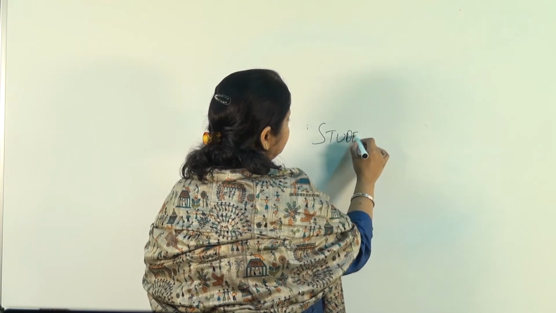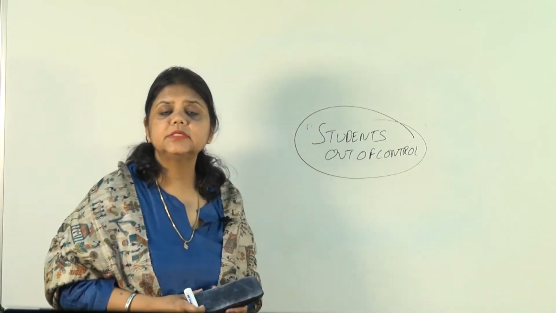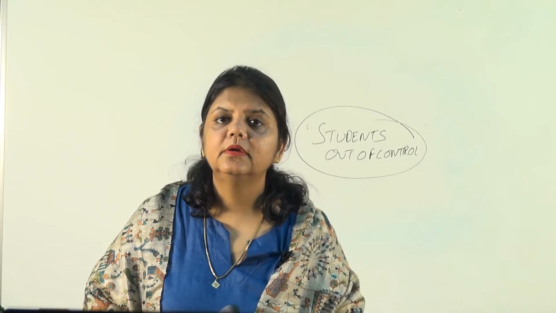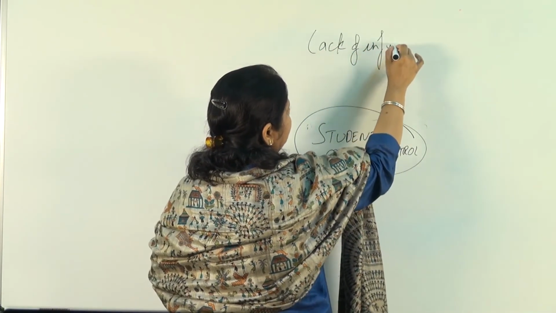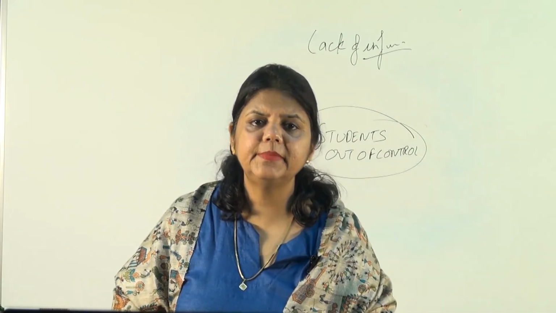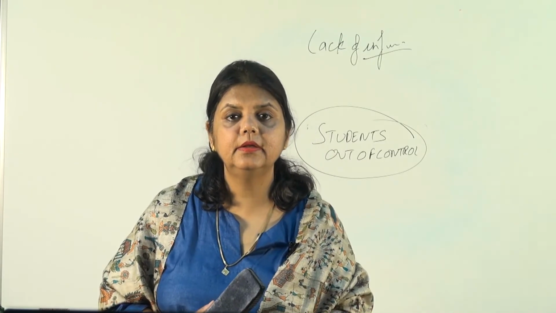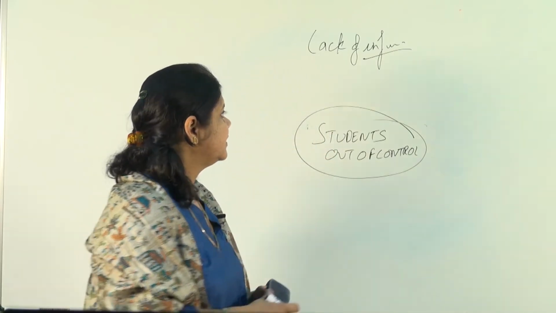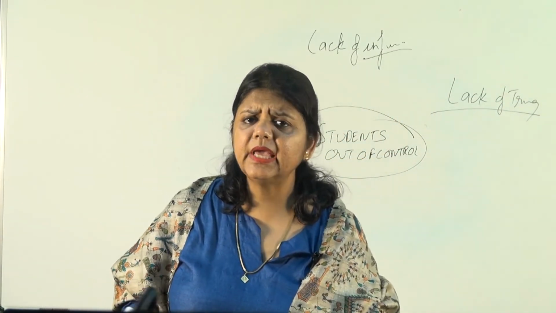There is a problem that we can analyze over here. There's a case study where we are going to find out why the students are so out of control. This is the situation that needs to be analyzed. Maybe the problem can be lack of information regarding the school, the staff, the students, or whatever information is required. The problem can also be lack of training. There can be many factors to this.